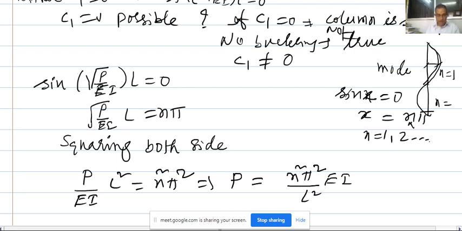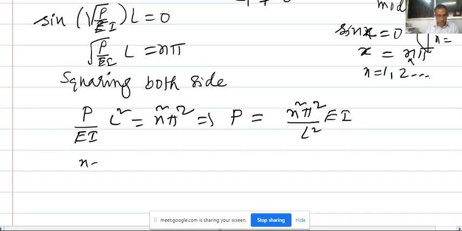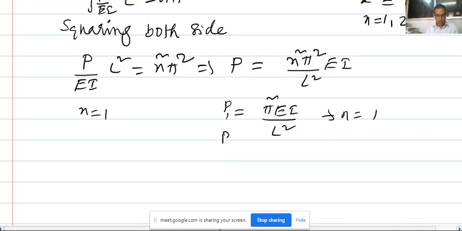Now, n is a mode number, a loop number. I will tell you what is the significance of this n, what a particular mode means. If n is equal to 1, P is equal to pi square EI by L square, that is P 1. Now P 2, for n is equal to 2, what happens? 2 square is 4, so P 2 is 4 pi square EI by L square. Try to understand.